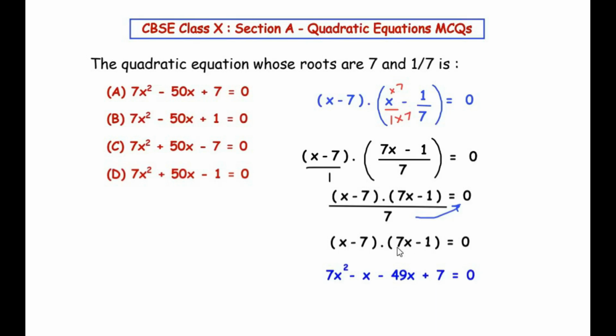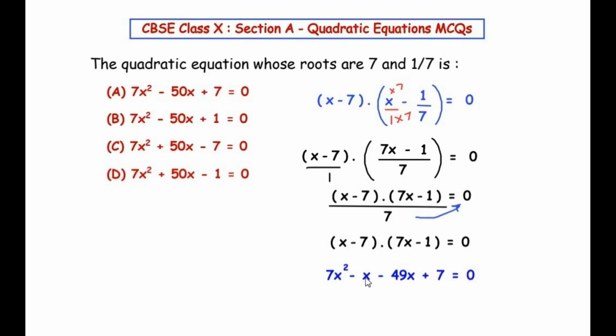Now in the next step, we have expanded these brackets, that is x multiplies with 7x giving us 7x square, x multiplies with negative 1 giving us negative x, negative 7 multiplies with 7x giving us negative 49x, and negative 7 multiplies with negative 1 giving us positive 7 equal to 0.